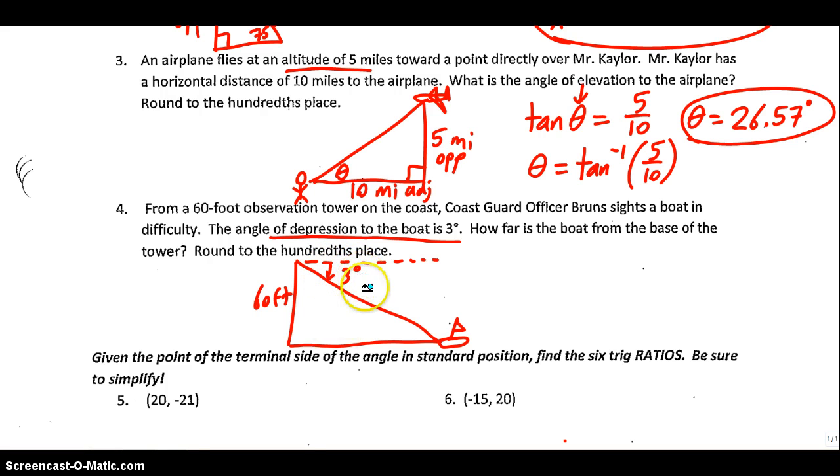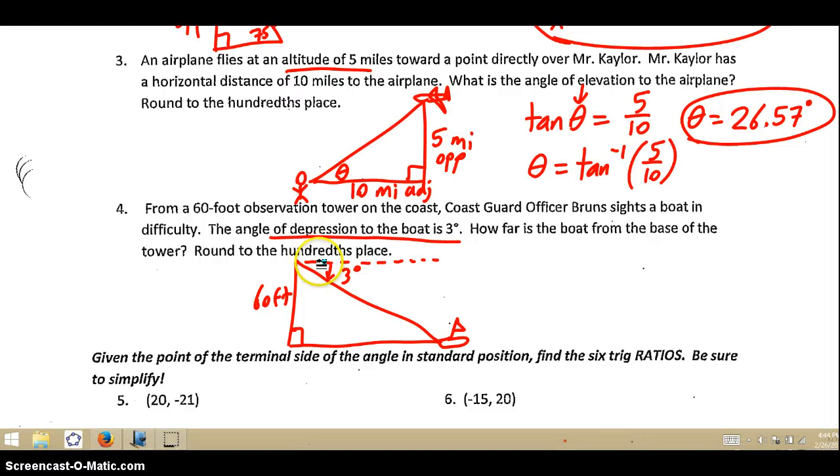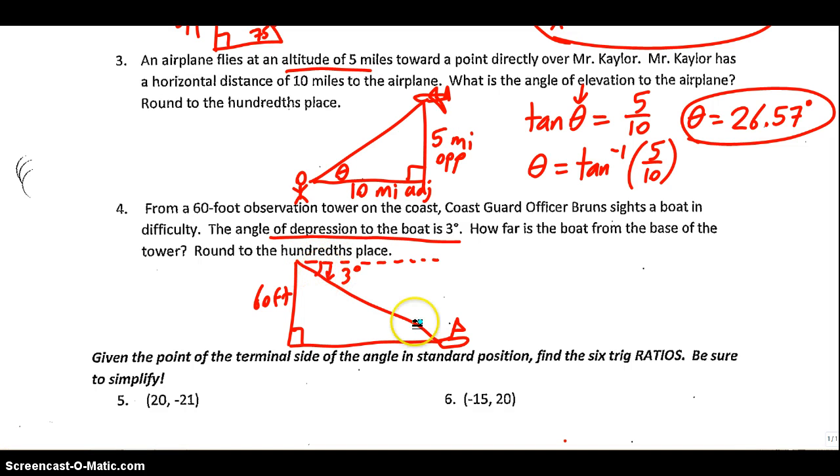Okay. There's a couple ways you can handle this. But the easiest way is, remember from geometry, that there are a couple angles here that are congruent. This angle and this angle. That makes this 3 degrees down here. The person in the boat is looking up at Coast Guard Officer Bruns at the same angle he's looking down at them. That's how their eyes meet. Okay, 3 degrees there. So really, you no longer need this part. The big no-no is don't put 3 degrees here. That is wrong. Okay, so don't do that.